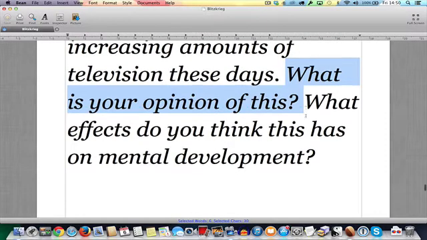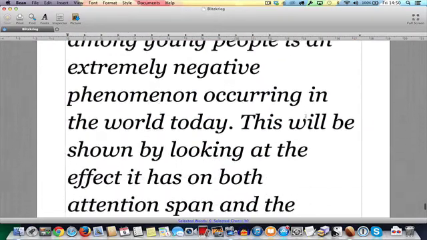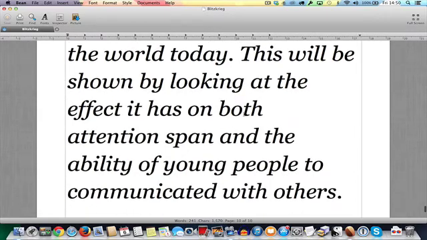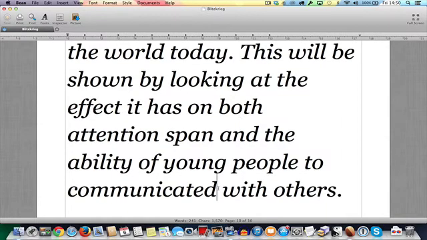Okay, and then the second sentence, which starts here, will be shown by looking at the effect it has on both attention span and the ability of young people to communicate with others. So we're sharing two effects that we believe come about as a result of this, and we're going to look at these two effects in detail in the supporting paragraphs section of the essay.